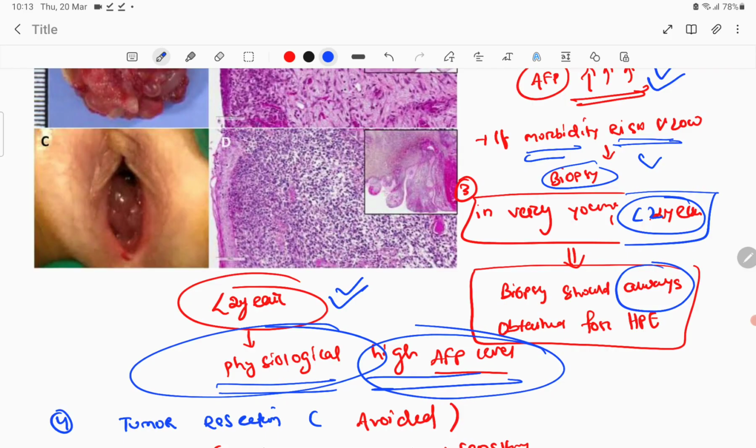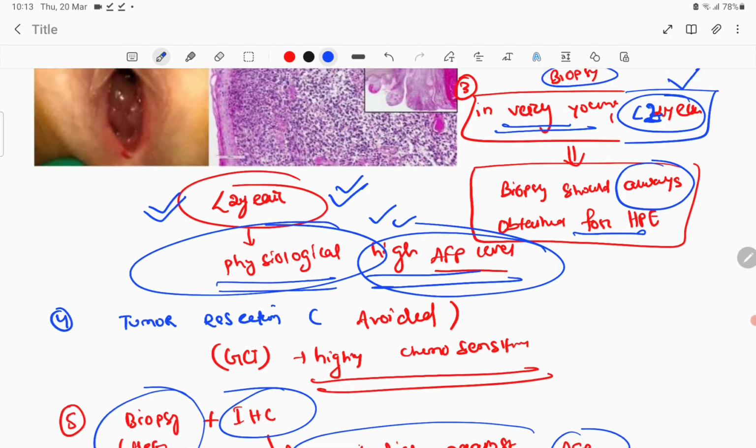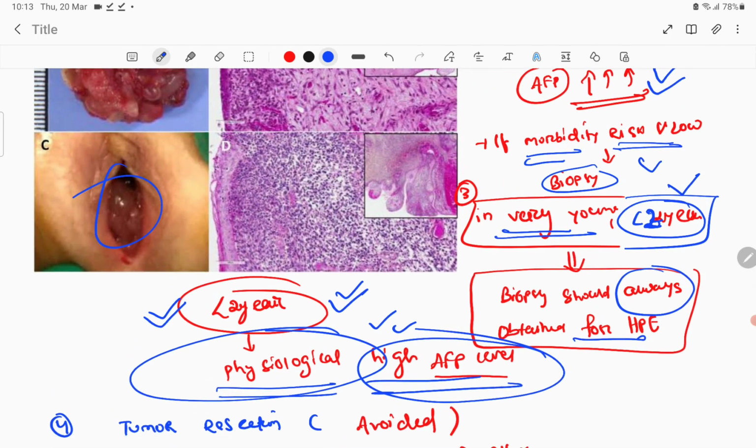The third point is in very young patients, less than 2 years. Remember the key word is 2 years. Biopsy should always be obtained for histopathology, because you should remember that below 2 years there will be a physiologically high alpha fetoprotein level.